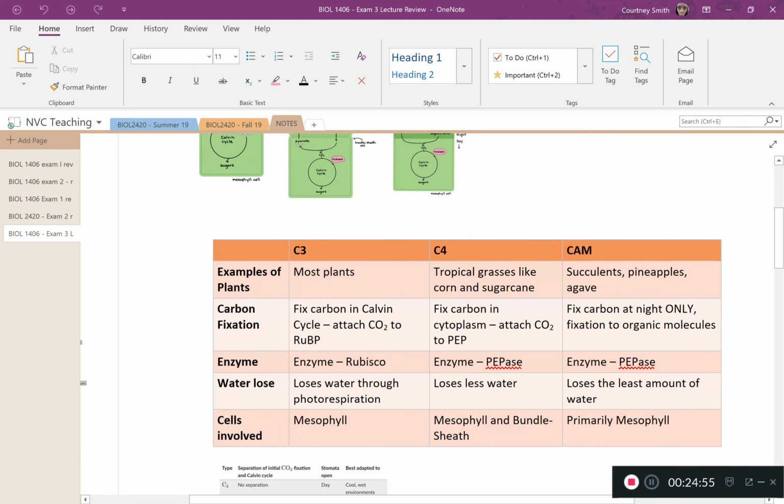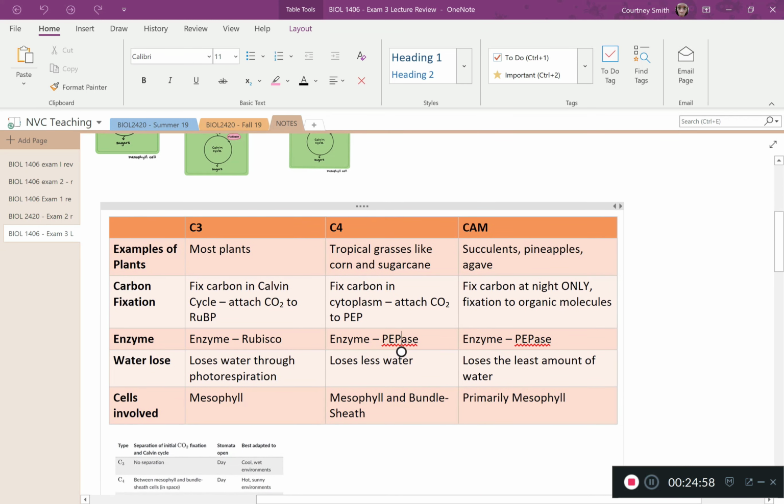And then with that, it says to make a table and everything. So here's a table. This is one that is from our lecture. I added a little something else to it just to make it a little bit easier. But these are examples of the plants for each type of pathway that we talked about, as well as how they fix carbon, what enzyme they use to fix carbon, and also why they have what they have, and it all comes down to water loss. And then also what cells are involved. So C3s and CAMs primarily use the mesophyll cells, whereas the C4 uses the bundle sheath cells.